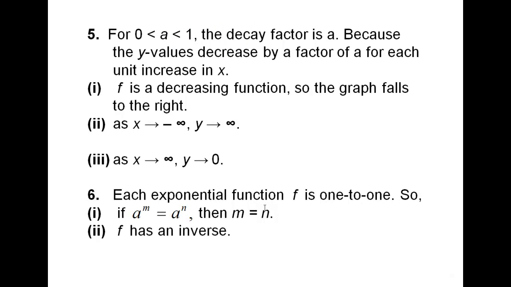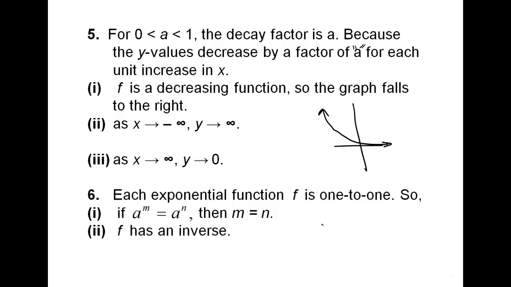When a is between 0 and 1, we get that decay factor of a, right? It's reducing by a each time. And because they decrease by a factor of a, we should put little parentheses around it because it just looks like factor of, and you're like, of what, right? Factor of a for each unit increase. So f is now a decreasing function. If you remember, this graph looks like that, and it levels off, right? So as x goes to negative infinity, as we go to the left, y blows up to positive infinity, and then as x goes out to the right, y gets closer and closer to 0.